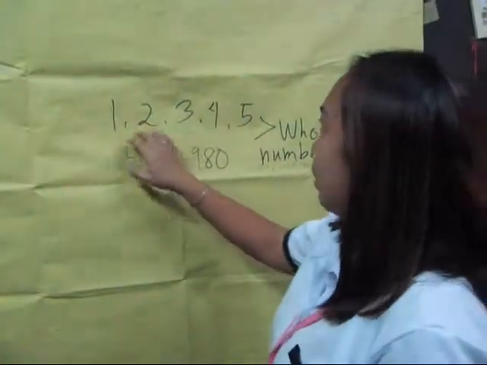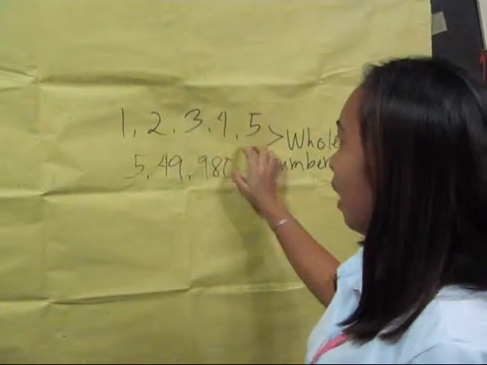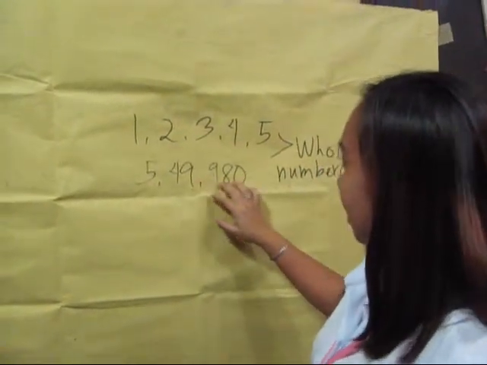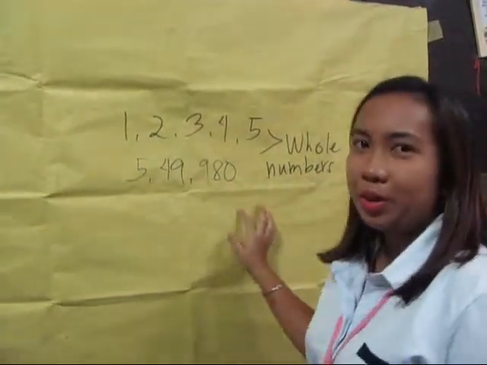So, 1, 2, 3, 4, and 5 are the counting numbers, and 5 and 49 and 980 are the whole numbers.